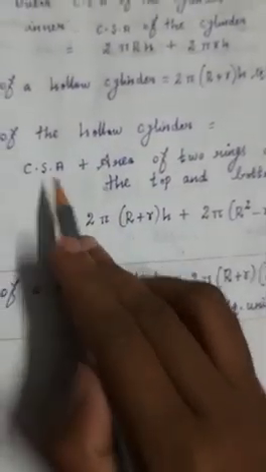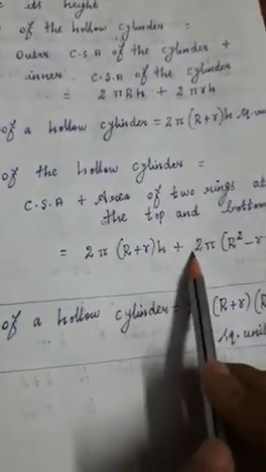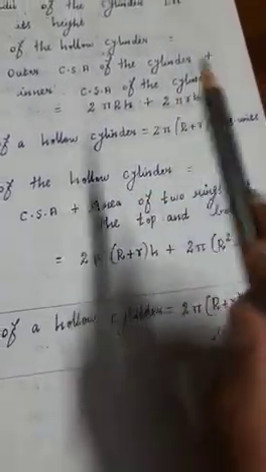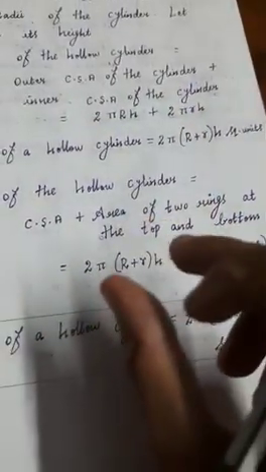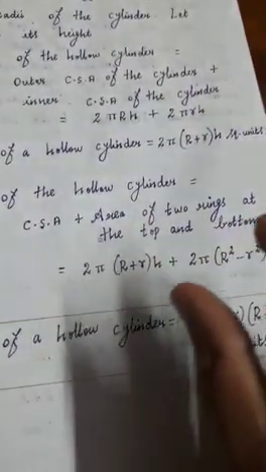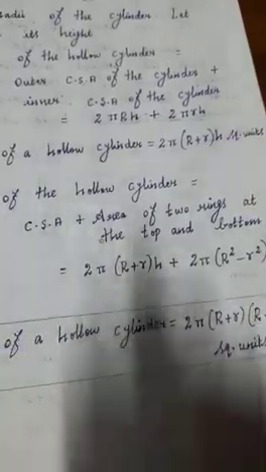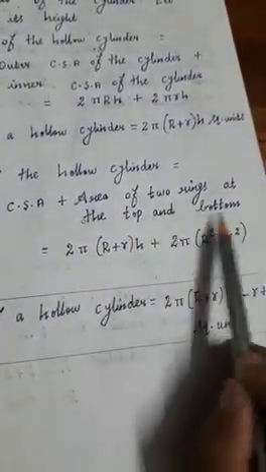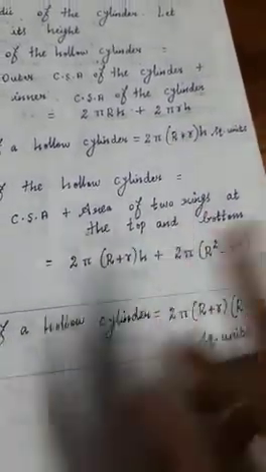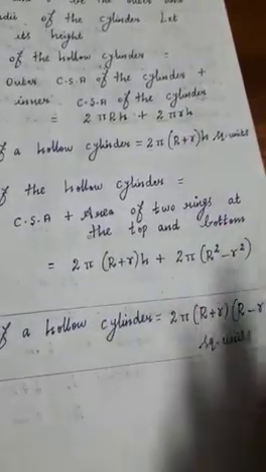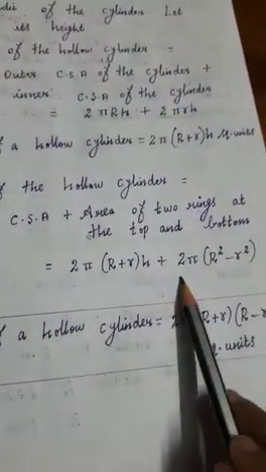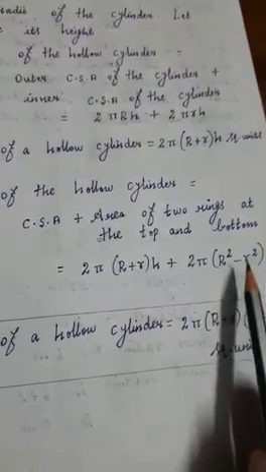That's why we have written the CSA of the hollow cylinder formula, plus the area of the two rings, the top two rings, that are concentric circles. So the formula is pi R square minus pi r square, that means pi into R square minus r square. Then the bottom also has the same thing. So 2 times pi into R square minus r square. So that's why you have written 2 pi into R square minus r square. Okay, so keep it in your mind.